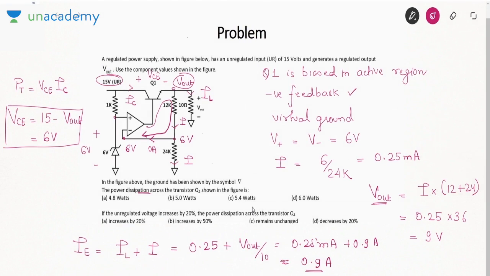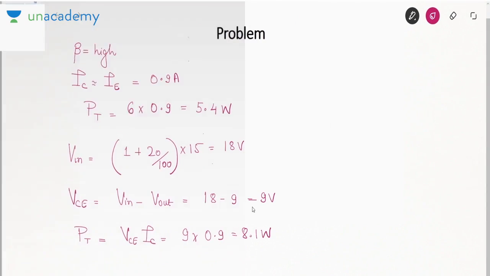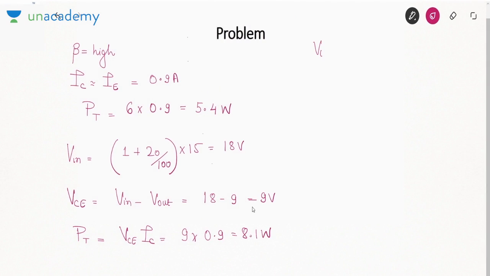Now I haven't changed IC. Why? Because V out is the regulated output. V out will remain the same. As long as V out is the same, this I and IL will also be the same. So what I am saying is V out does not depend on V in. V out is constant, hence IC is also constant.